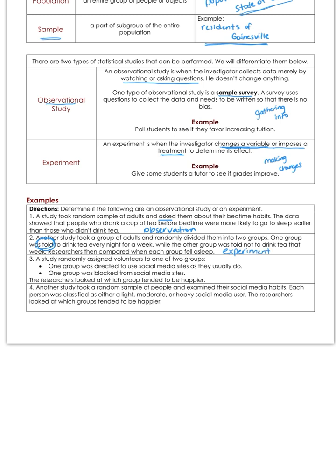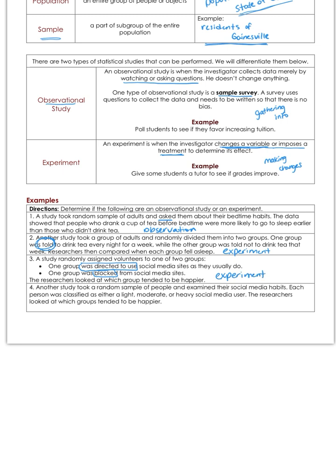A study randomly assigned volunteers into one of two groups. One group was directed to use social media as they usually do. One group was blocked from social media sites. So we're directing and we're blocking. We are putting some sort of treatment into place. So this is also an experiment.